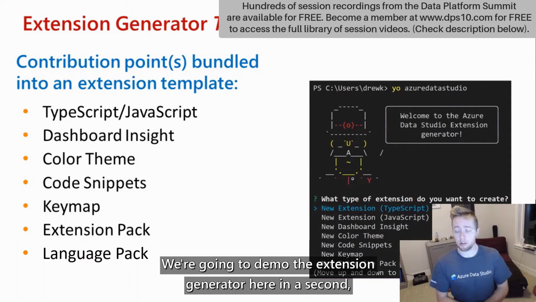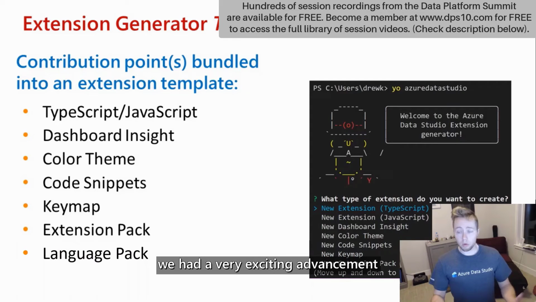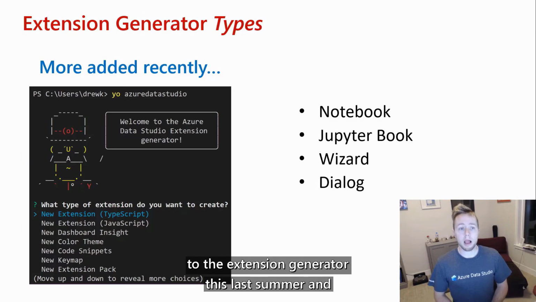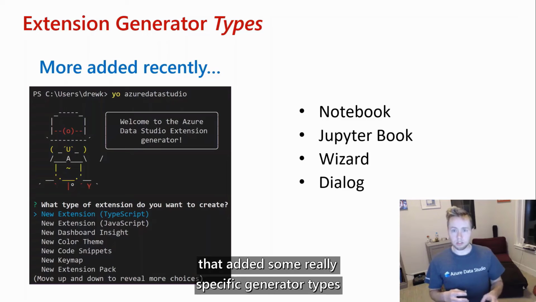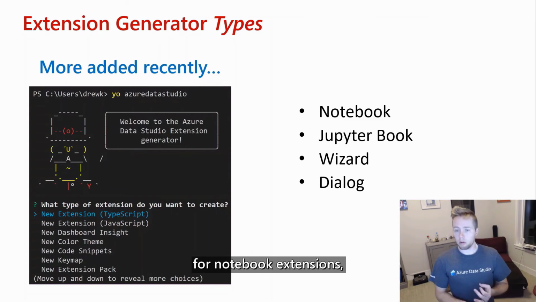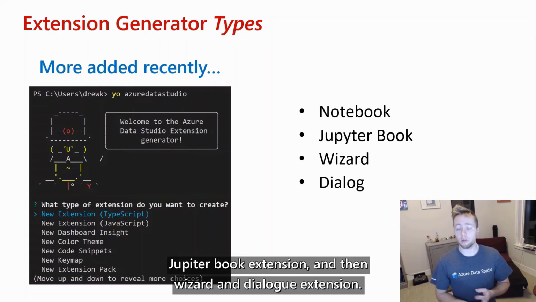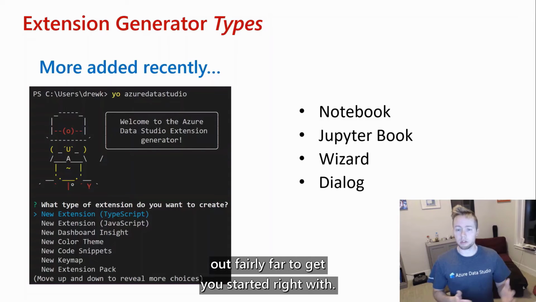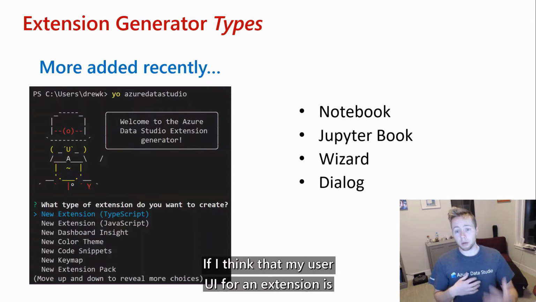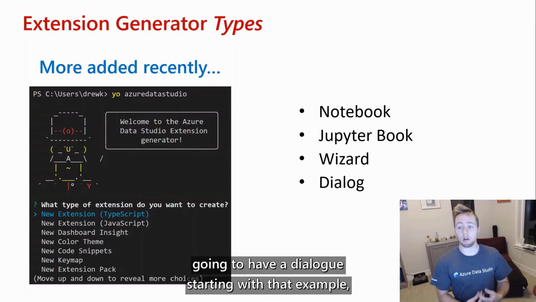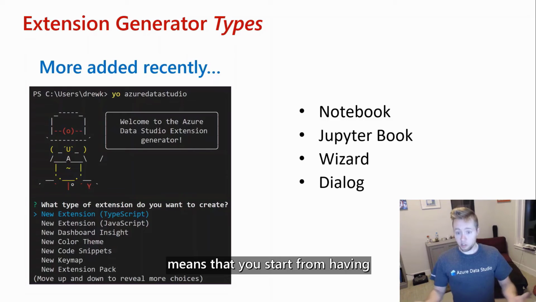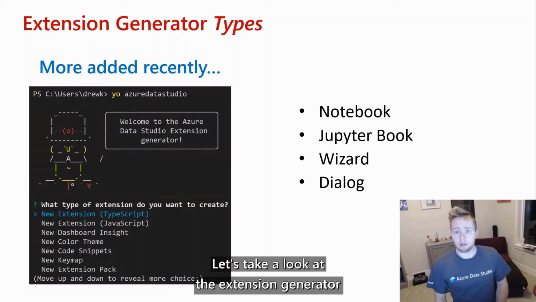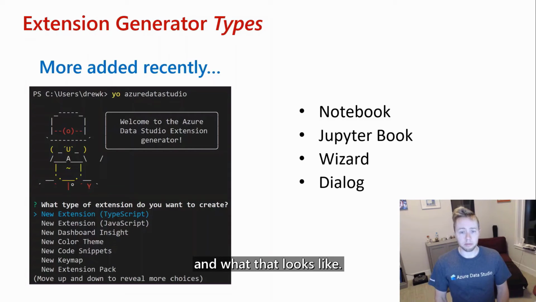We're going to demo the extension generator here in a second, but before I do that, we had a very exciting advancement to the extension generator this last summer, and that added some really specific generator types for notebook extensions, Jupyter book extension, and then wizard and dialog extensions. So they're really specific examples that are built out fairly far to get you started right with, if I think that my user UI for an extension is going to have a dialog, starting with that example means that you start from having an example that already has a dialog in it. So let's take a look at the extension generator and what that looks like.